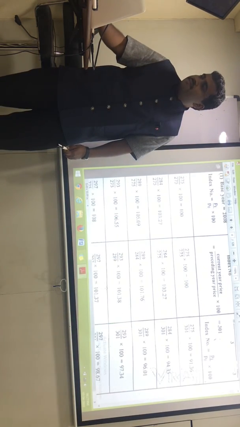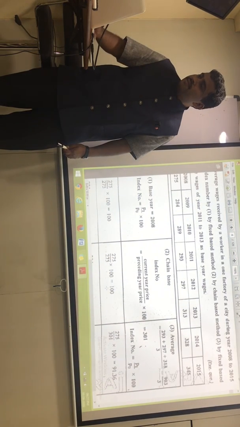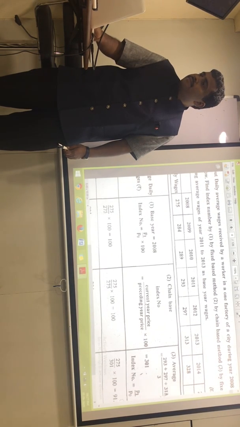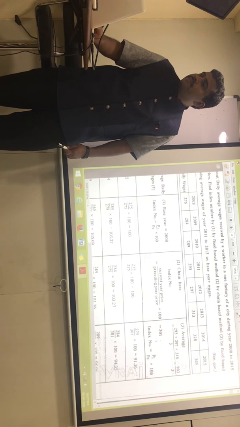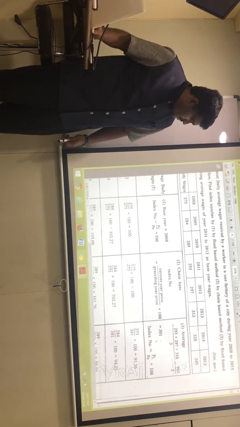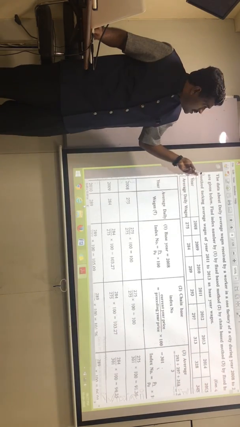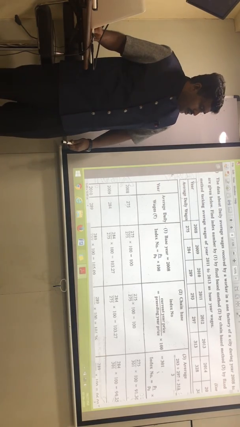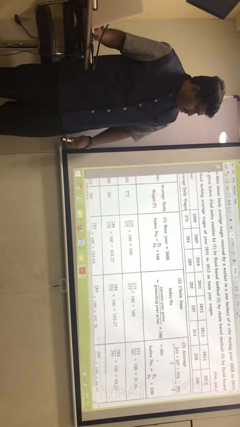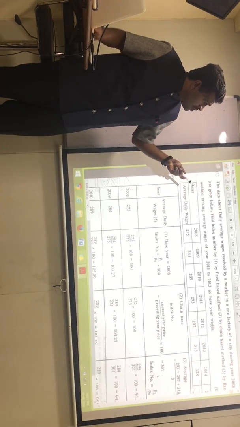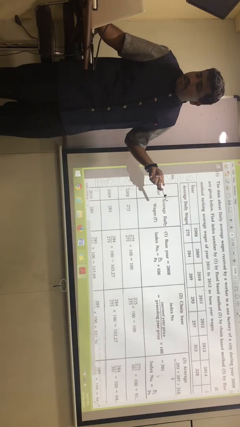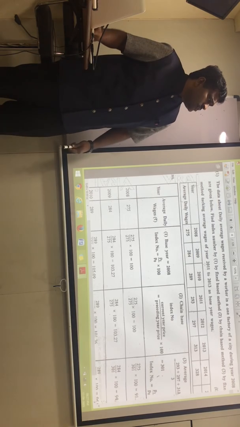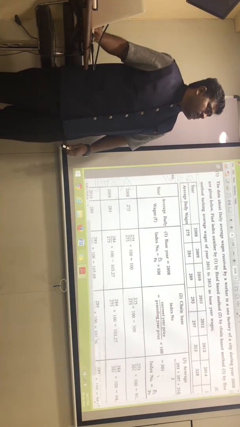So friends, this is the first sum that is here. I'm just reading the question. You can see the question. The data about daily wages received by a worker in one factory of a city during the year 2008 to 2015 are given below. Find index number by fixed base method, chain base method, and by fixed base method taking average year of 2011 to 2013 as base year wages.